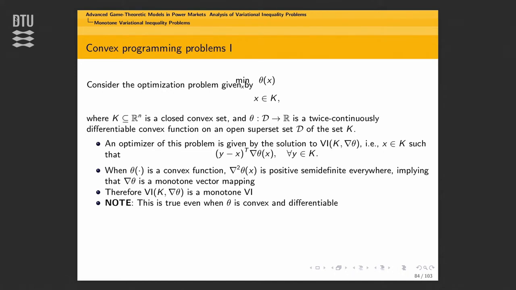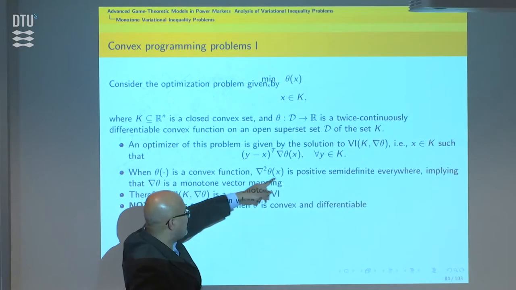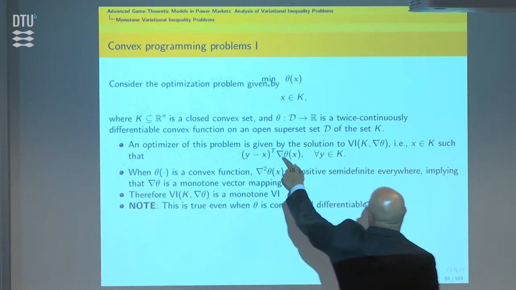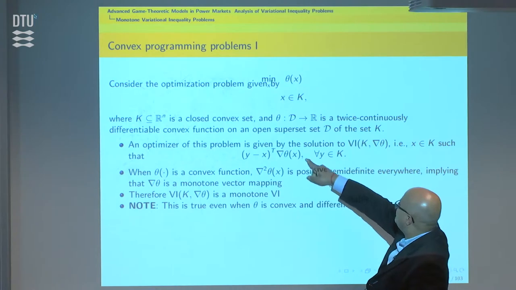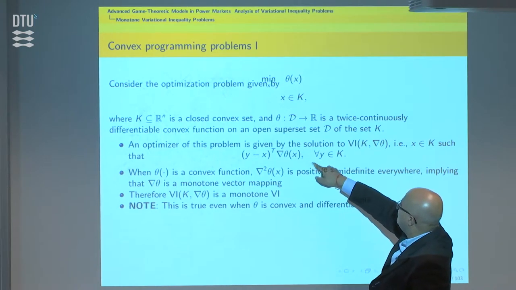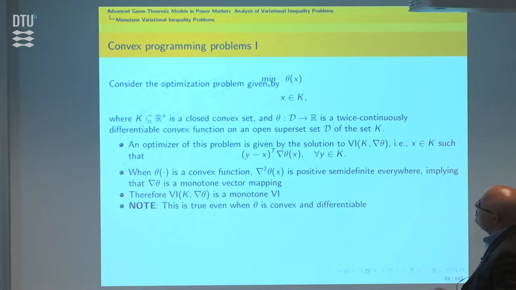So remember, an optimal solution of this problem is given by the solution to VI(K, grad theta), which is (y minus x) transpose the gradient of theta is greater than or equal to 0 for all y in K. Something happened to my typesetting in this one.